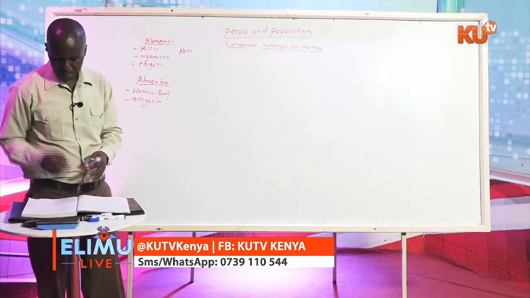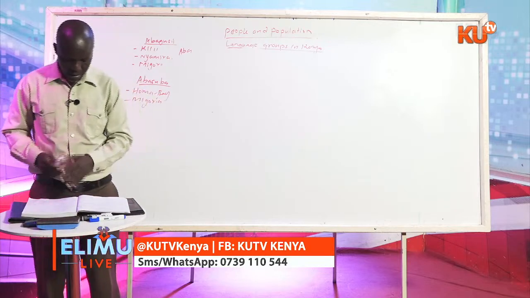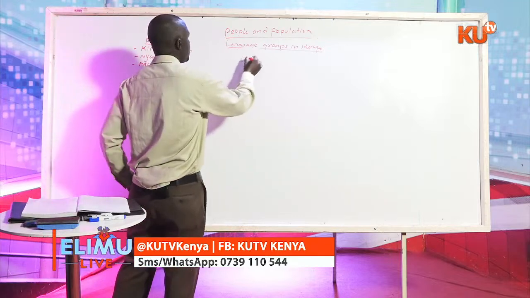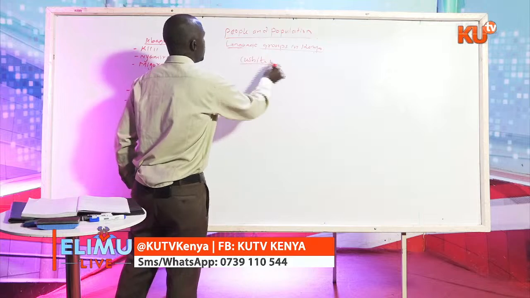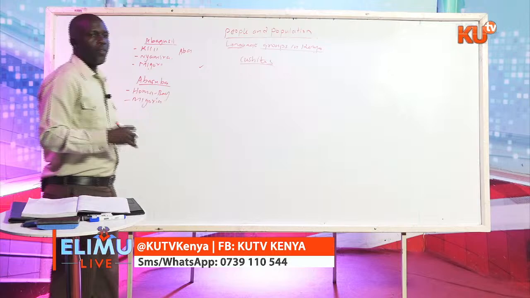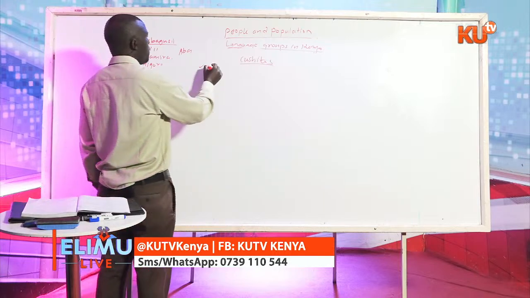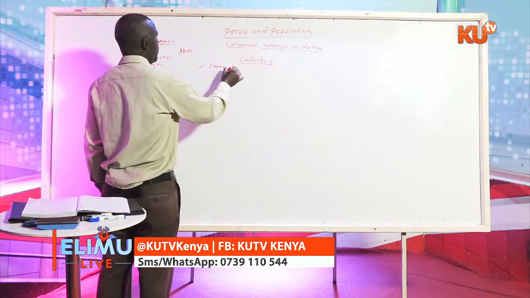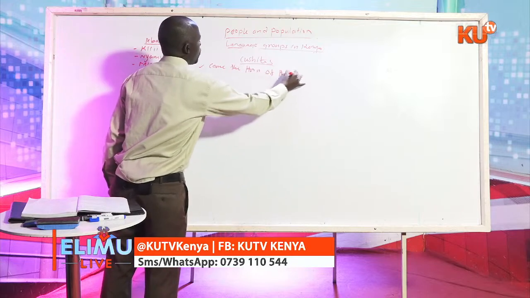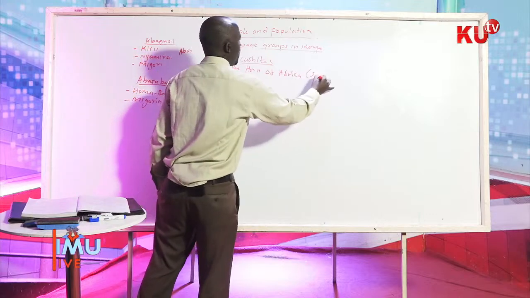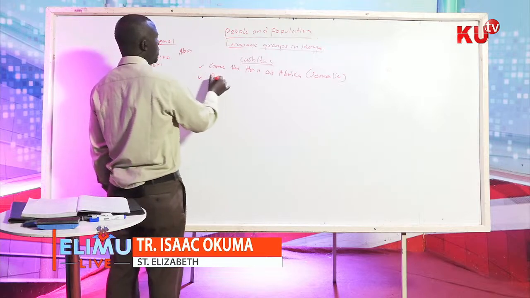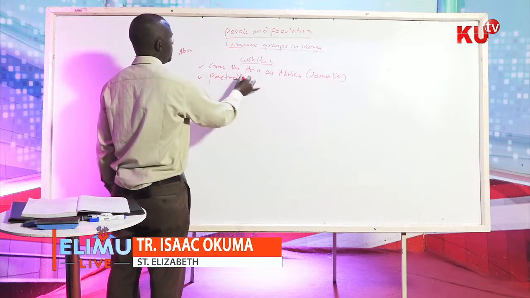So the next language group are the Kushites. So the Kushites, their origin, they came from the Horn of Africa. The Horn of Africa is just Somalia. The economic activity, pastoralism.